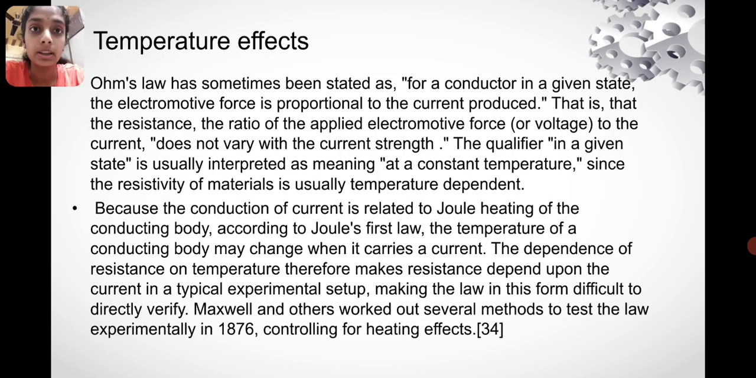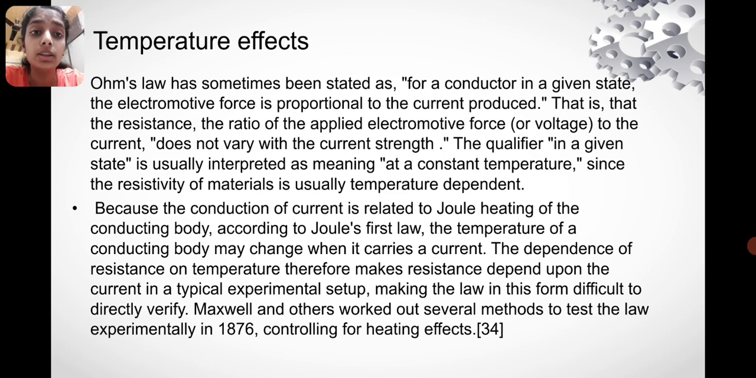Temperature effects. Ohm's law has sometimes been stated as, for a conductor in a given state, the electromotive force is proportional to the current produced. That is, the resistance, the ratio of the applied electromotive force or voltage to the current, does not vary with the current strength. The qualifier "in a given state" is usually interpreted as meaning at a constant temperature.